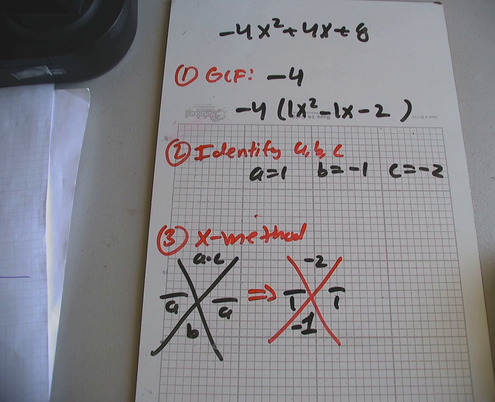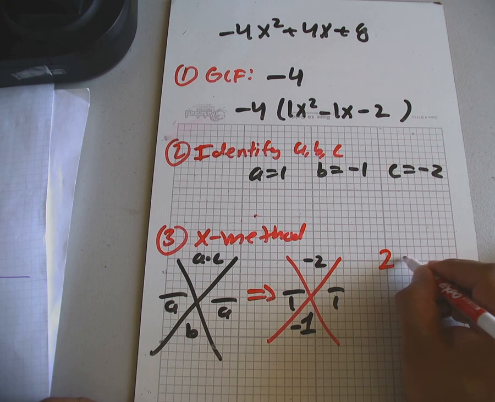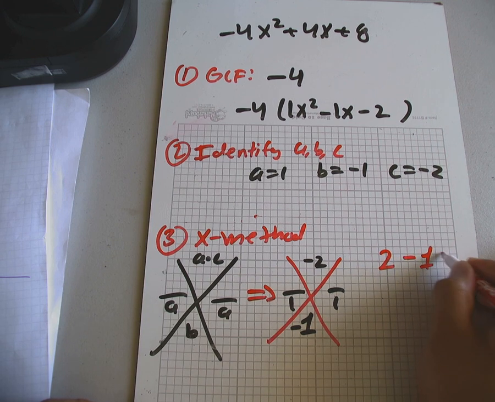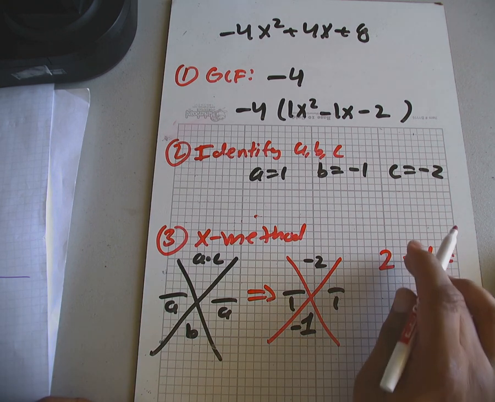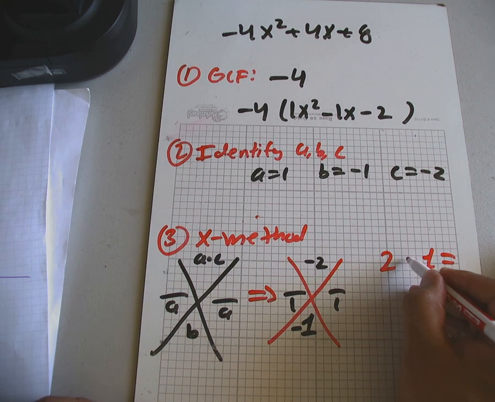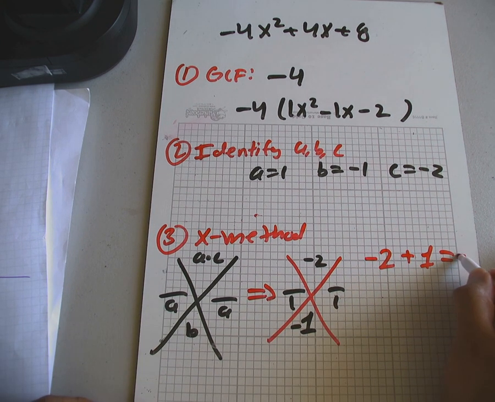Okay, there you go. So I need to find two numbers that multiply to -2 and add up to -1. The only numbers that come to mind are 2 and 1. But 2 plus 1 is not -1, so one of them has to be negative. 2 minus 1 is 1, but I want -1. So that means the 1 has to be positive and the 2 has to be negative, because -2 plus 1 is -1, right?